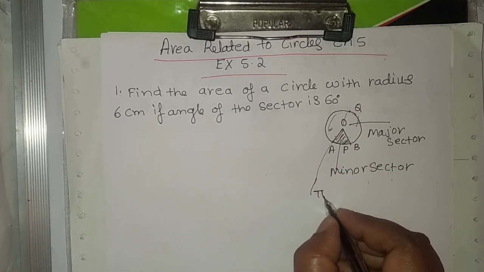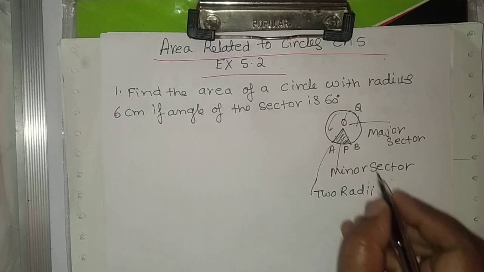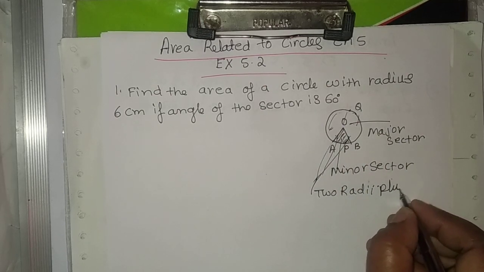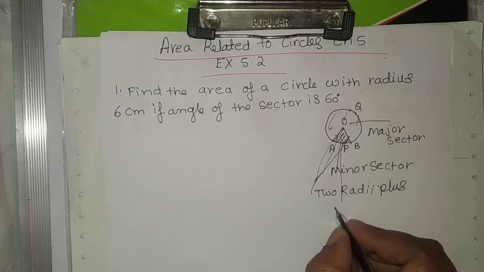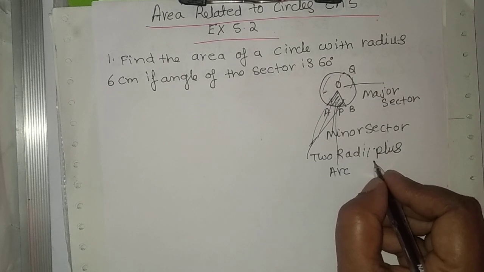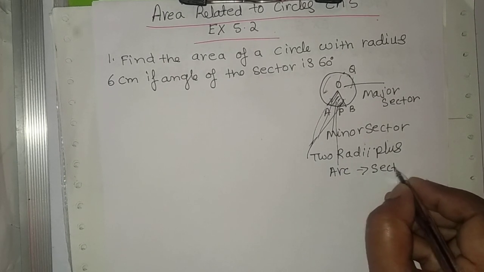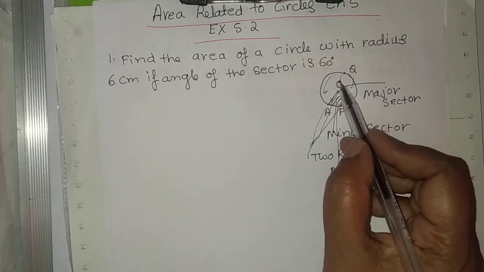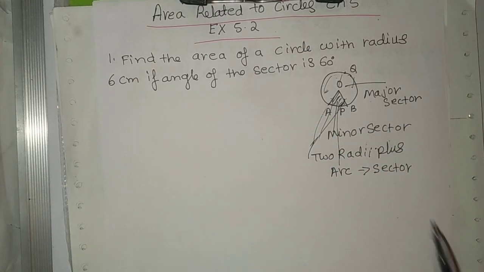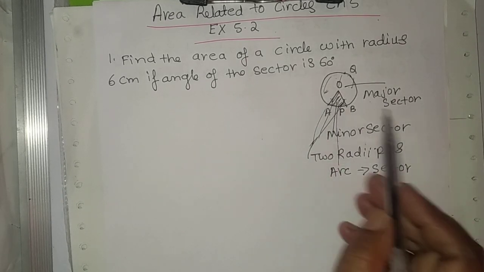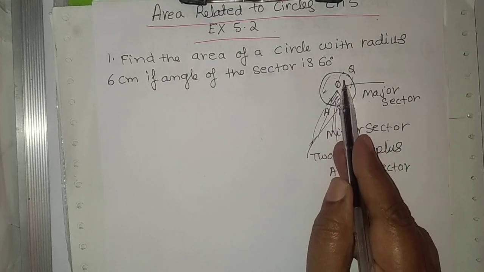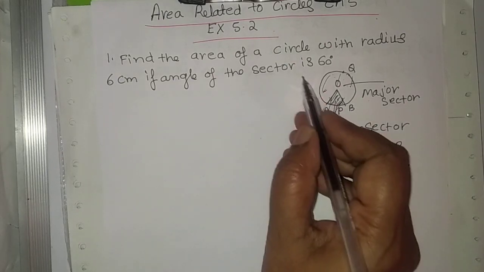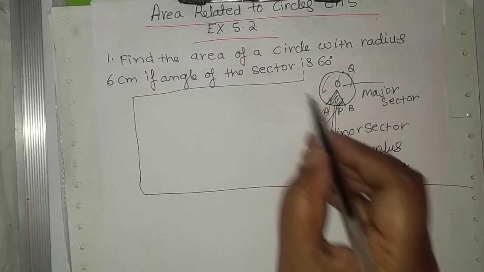These 2 radii, this one and this one, plus an arc, form a sector. So this is a circle, and this portion is called a minor sector, and the remaining portion is called the major sector. The shaded portion is called a sector, but this is also a sector, though this one is minor and this one is major. This is just an explanation, so we'll just cover it here.